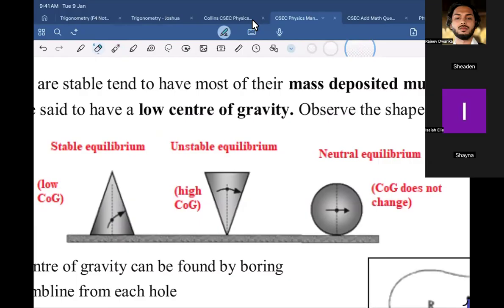And eventually, because of friction and all that, wouldn't the ball eventually stop? Yeah, right, the ball would stop. But you understand that if it's neutral, that means if you apply a force, it will just move. So Isaiah, think of it like this. Stable equilibrium means that it's stable, right? It would stay there.